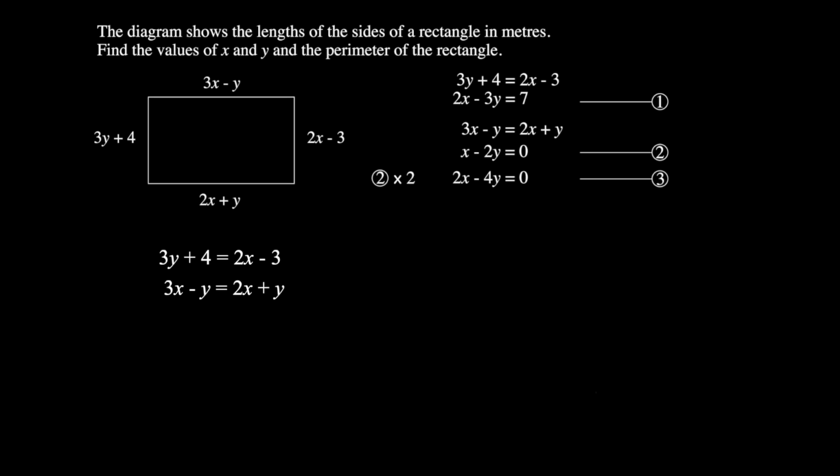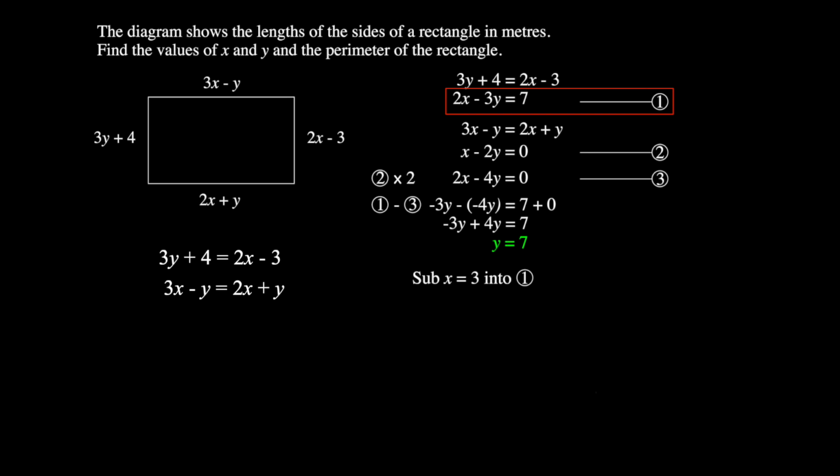Now let's eliminate x. I'm going to do equation 1 subtract equation 3. Well, 2x subtract 2x is, of course, 0. We then have minus 3y subtract minus 4y, which of course gives us plus 4y, is equal to 7. So y will equal 7. I'm now going to substitute y is equal to 7 into equation 1. Again, I could have used equation 2, doesn't matter. So we have 2x subtract 21 is equal to 7, 2x is equal to 28, x is equal to 14.